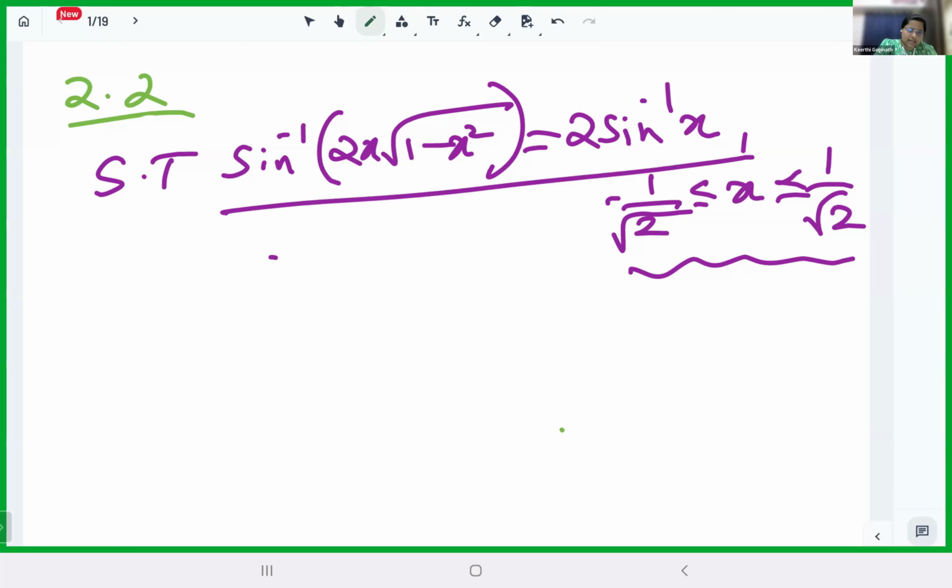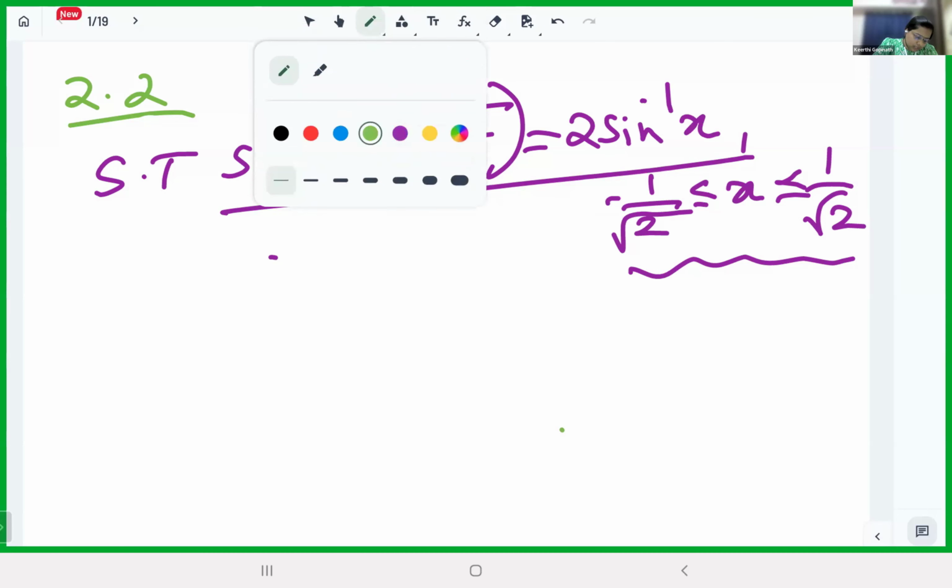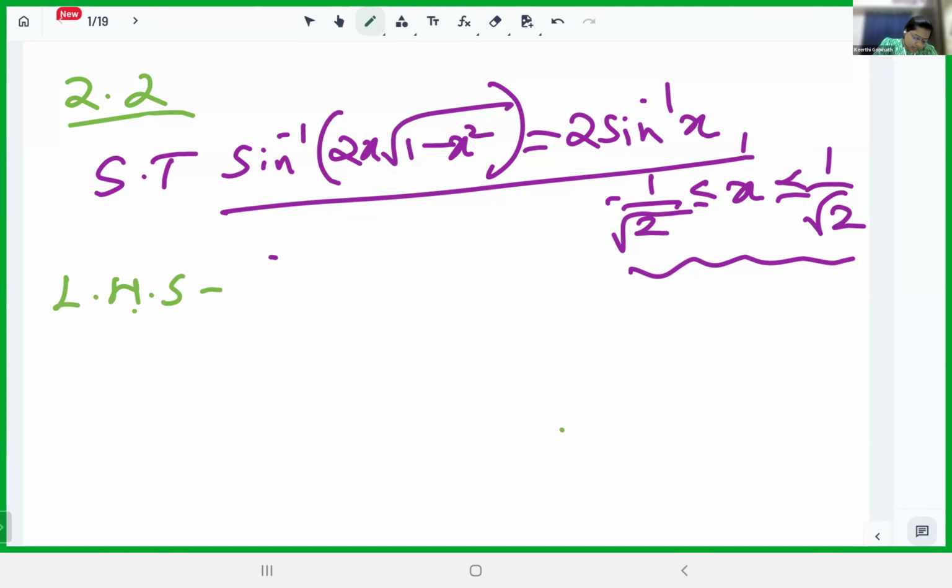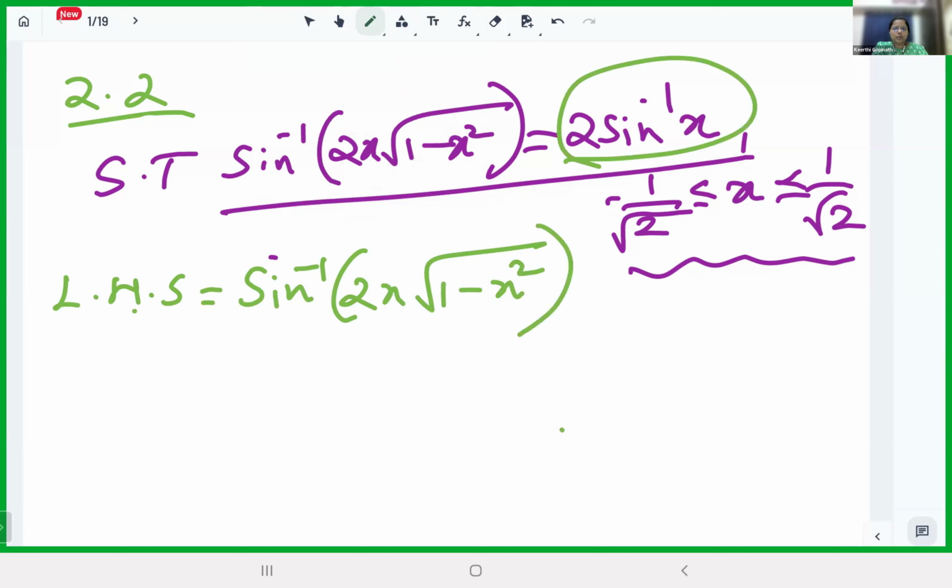So what we have to prove? We have to prove LHS is equal to RHS. For that, we are going to use the identities that we studied in the trigonometry function as well as the property that we have studied now. Let us start from the LHS. What is LHS? Sine inverse of 2x into root of 1 minus x square. Because if you take RHS, you cannot apply any identity to solve that problem, right? So start from there.